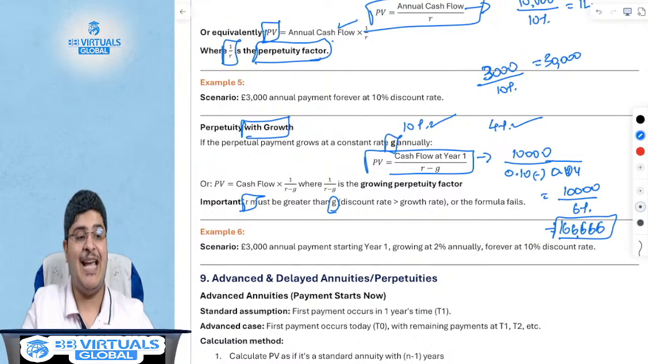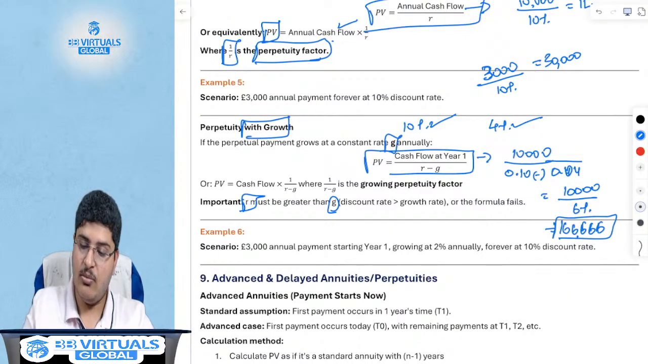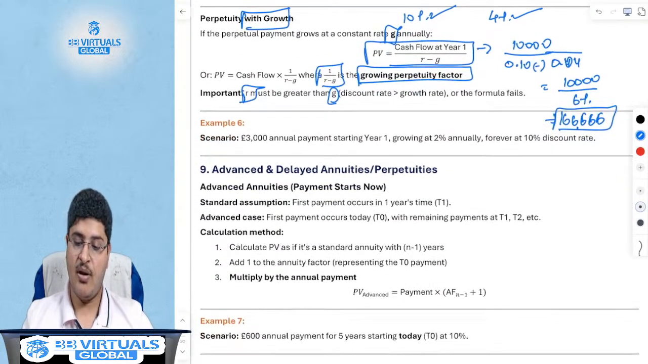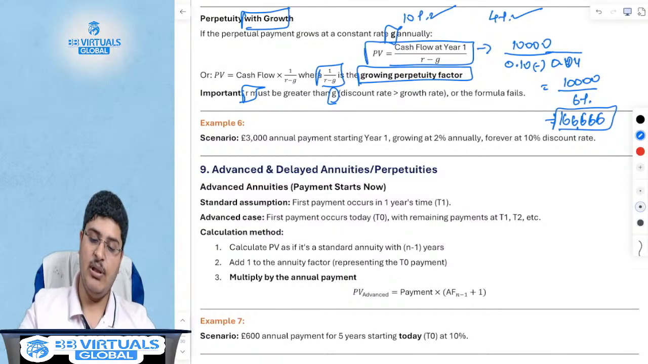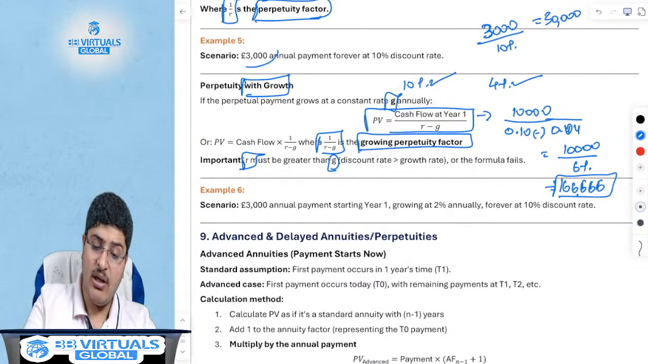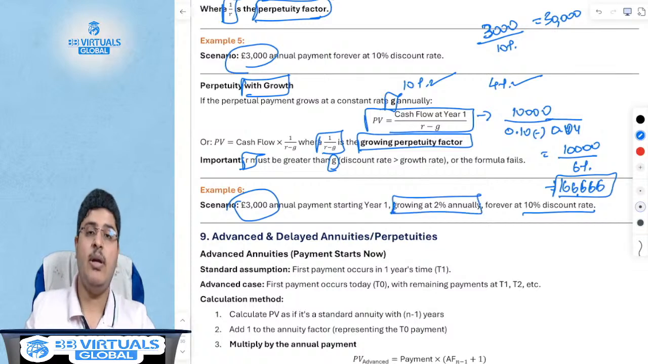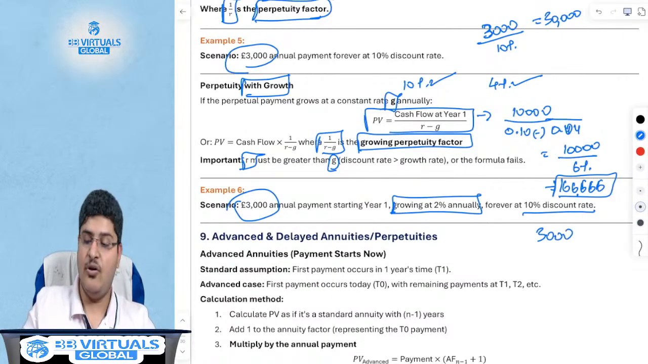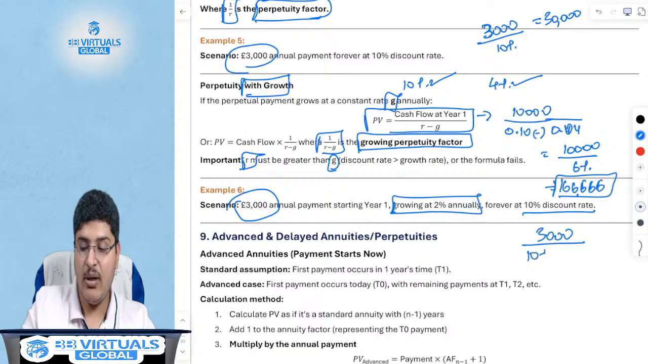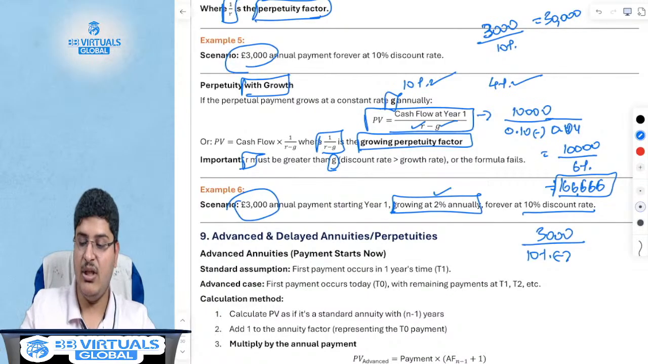Then your formula is cash flow at the end of year 1 divided by the discounting rate minus your growth rate. This is called nothing but the growing perpetuity factor. So in this example, let's say you are still getting the same 3,000 of annual payment, but now instead of 10% discounting, this 3,000 keeps growing at 2% annually. So you say, sir, cash flow at the end of year 1, which is 3,000, divided by my discount rate of 10%, which is R, minus my growth rate of 2%, which is my G.